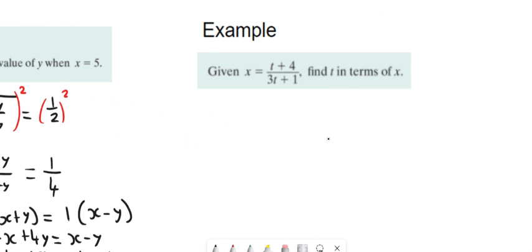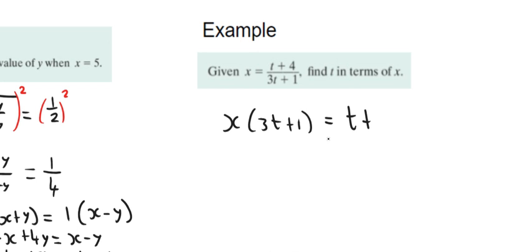Last example. First thing I'm going to do here is remove the denominator. So I'm going to bring across this 3t plus 1, all of it, and multiply it by the x. We get x times 3t plus 1 is equal to t plus 4. Then if I multiply in the x, I'm going to get 3tx plus x is equal to t plus 4.